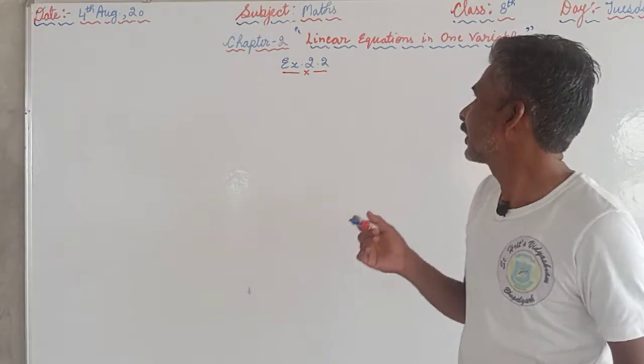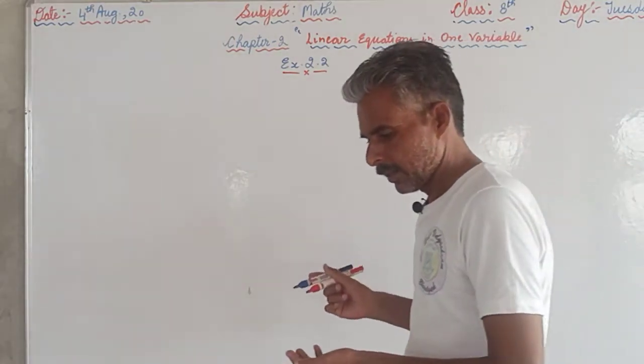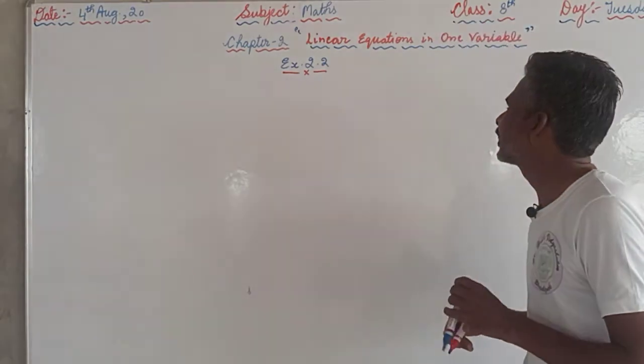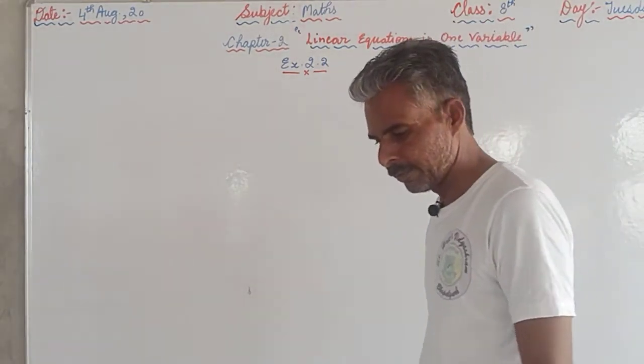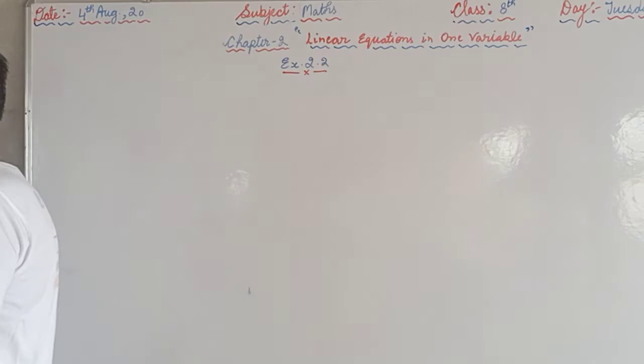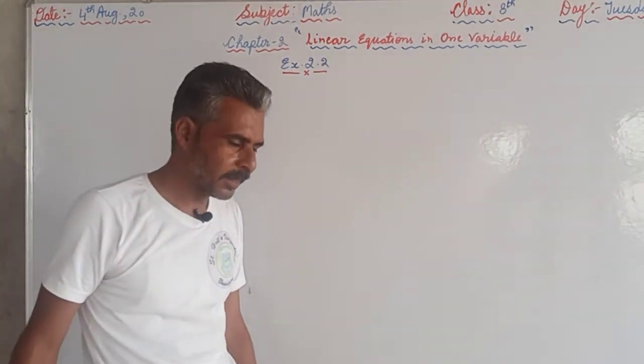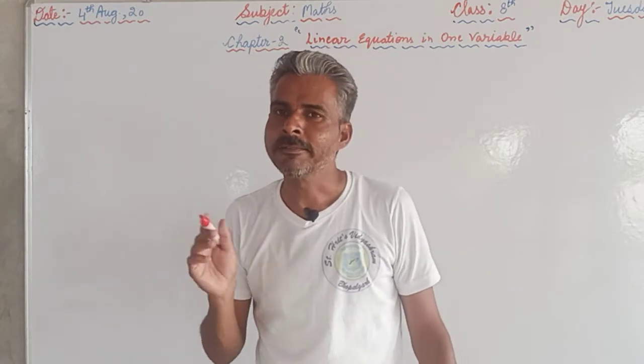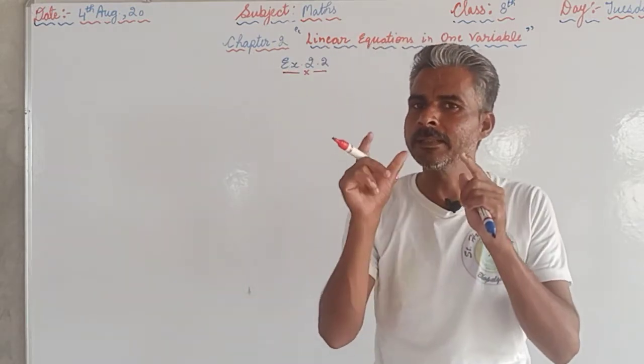This video is for class 8th and the subject is maths, and we are continuing the same chapter, that is chapter number 2, and the name of the chapter is linear equations in one variable, and we will continue the exercise 2.2. At the same time, first of all I will again recall what linear equations in one variable are.